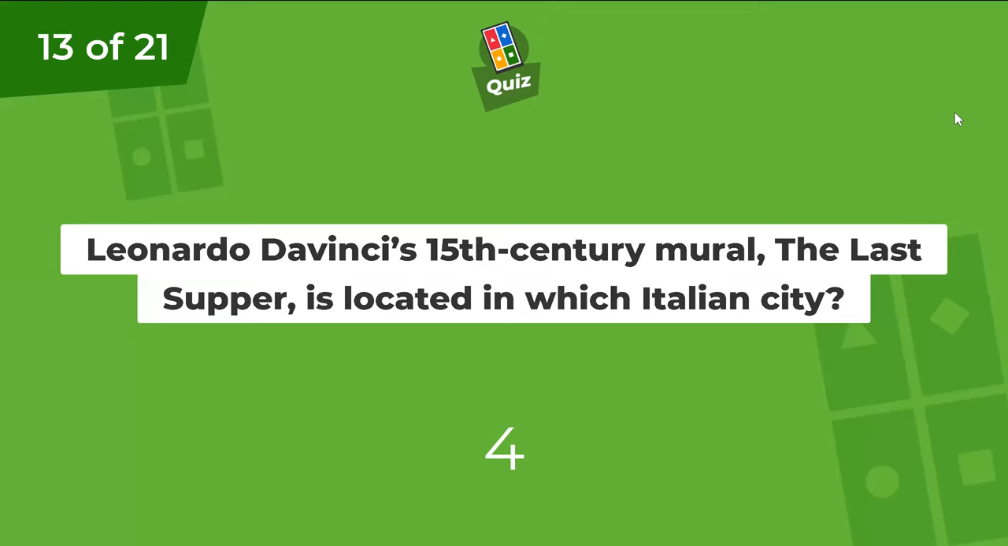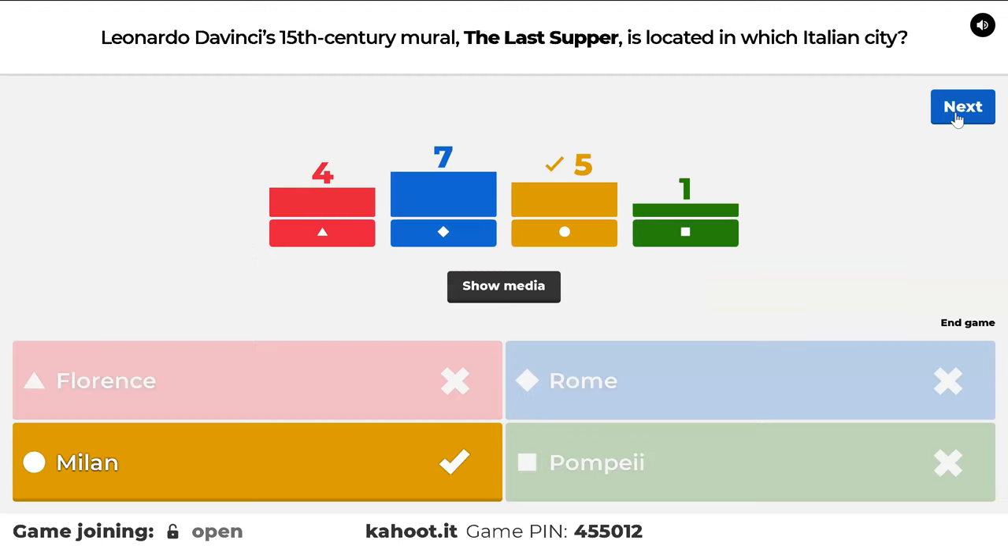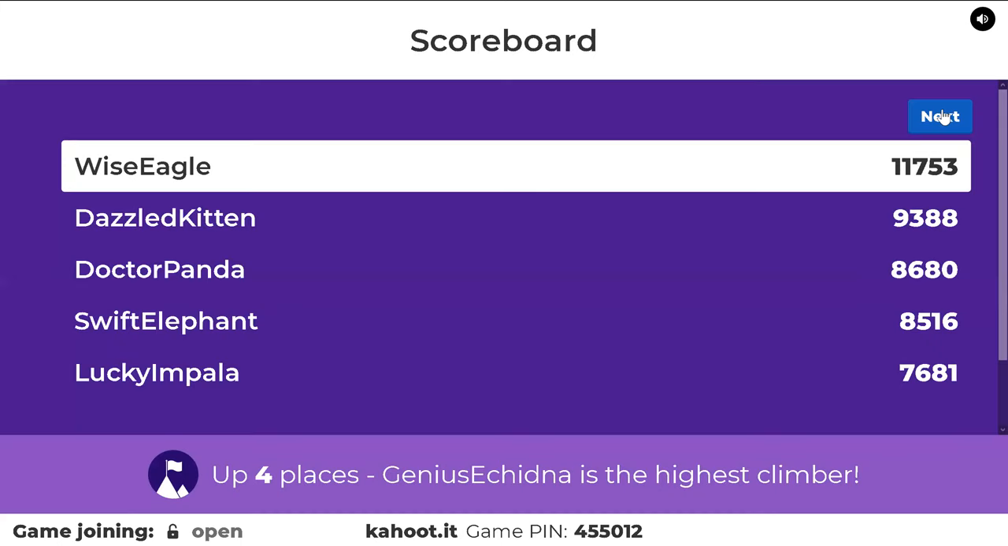Leonardo da Vinci's 15th century mural, The Last Supper, is located in which Italian city? Milan. Actually, a lot of Leonardo da Vinci's work is in Milan. All right. No big changes there.